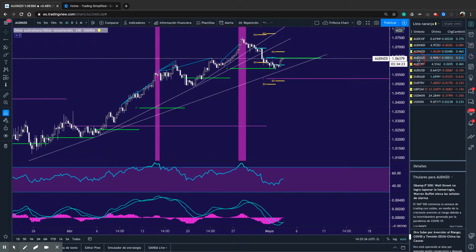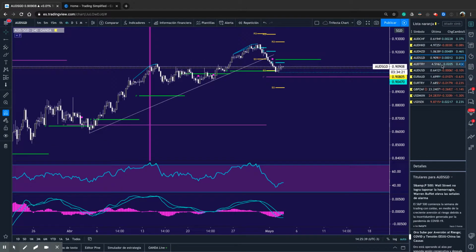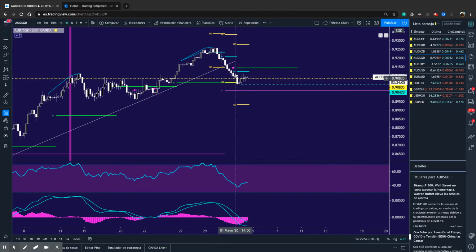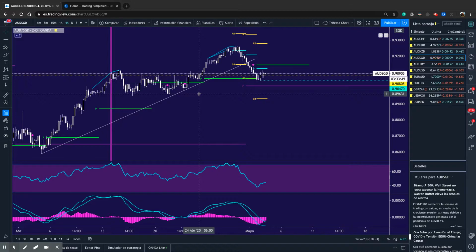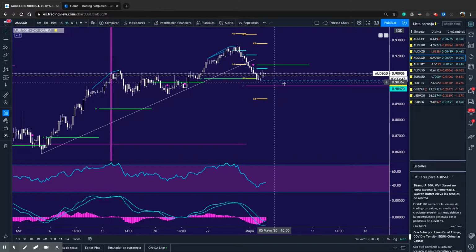Okay. Now Aussie against Singapore dollar. Here we have a really awesome situation as well. The market broke the main trend line here, and right now we have a consolidation movement, and with a nice reject candle here with a complete tomahawk setup. And the thing is that if we break this level of the consolidation, we can see a really nice movement in the future. But we have to wait and see what the market does.